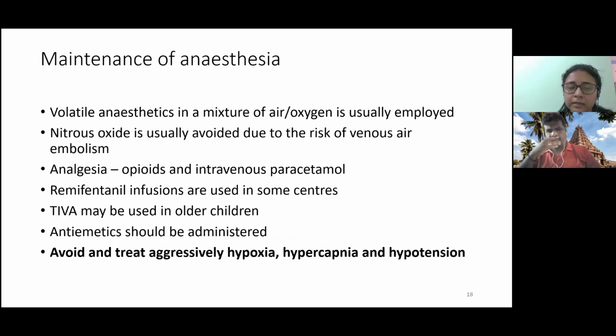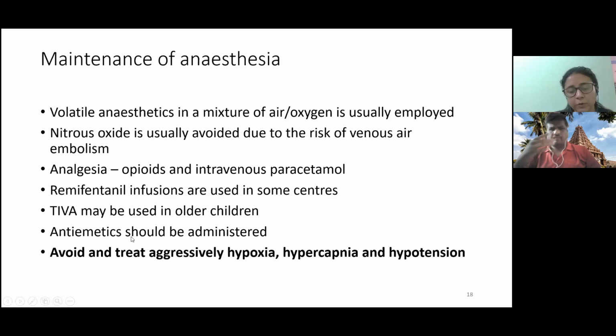Maintenance of anesthesia, since they're small children, volatile anesthetics are usually used in a mixture of air or oxygen. Nitrous oxide is usually avoided due to the risk of venous air embolism. Analgesia is maintained with opioids and intravenous paracetamol. The use of NSAIDs is controversial because they might contribute to coagulopathy. Remifentanil infusions are used in some centers, and in older children, TIVA may be used.